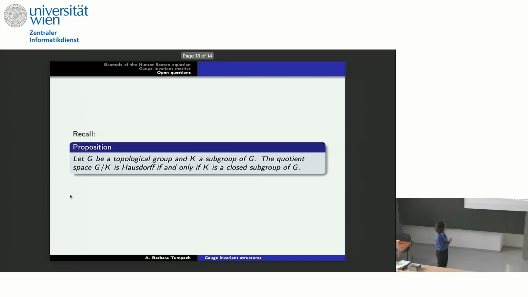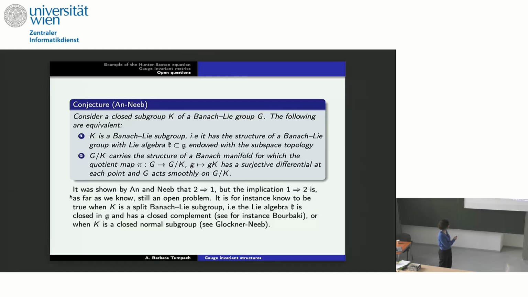And I will finish with an open question. For this, I need to recall that if you have a topological group G and K, a subgroup of G, the quotient of this group, so depending on which action you write it, G mod K or K mod G, is Hausdorff if and only if K is a closed subgroup of G. And the last slide is the following. There is a conjecture by Neeb, which basically tells you that you have a fiber bundle G over G mod K. So this is a conjecture.